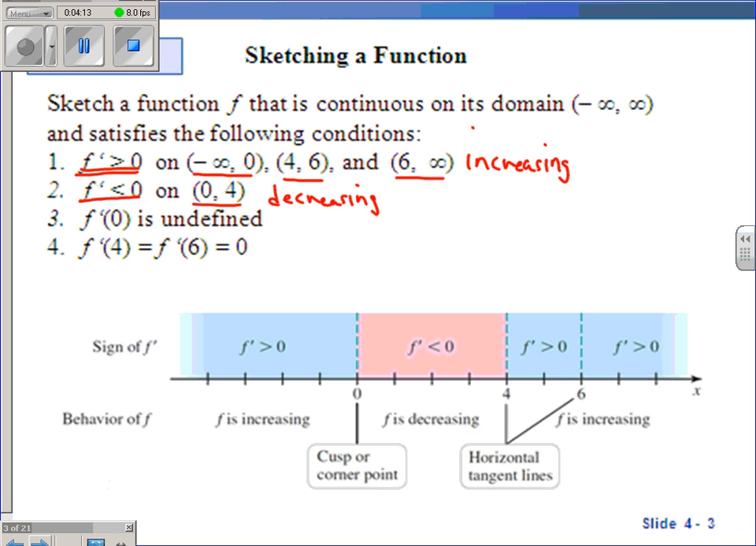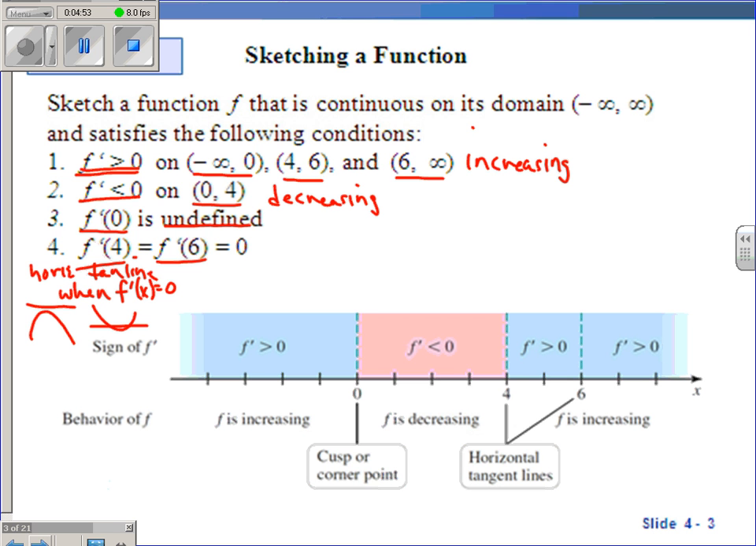I'm also told here that the derivative at 0 is undefined. So there is no derivative there, which could mean the tangent line could be vertical, or it could have a sharp corner at that point when x is 0. At 4 and at 6, the derivative is 0. Well, when the derivative is 0, that means we have a horizontal tangent line, which means that we're going to have a high or low point. So that means we're going to have either a local maximum or local minimum there.